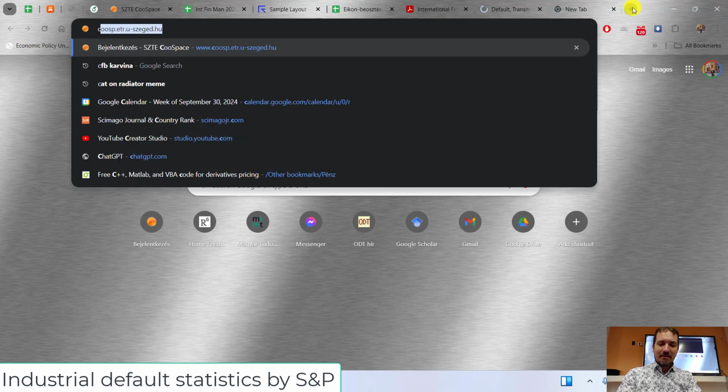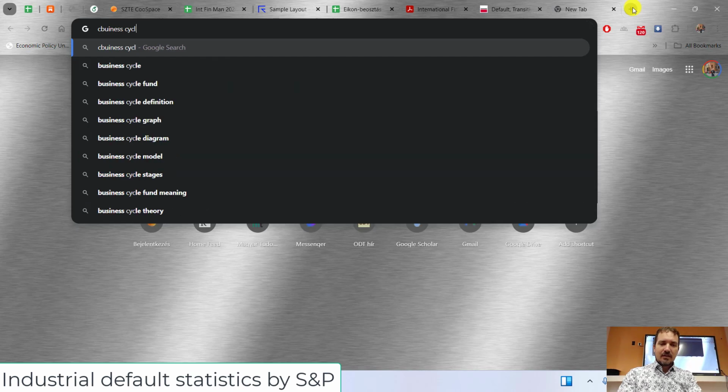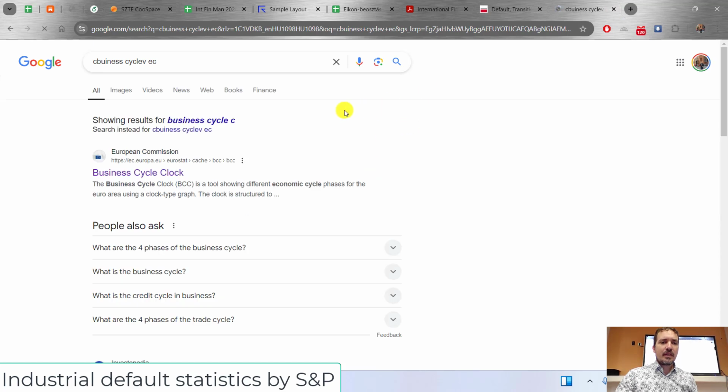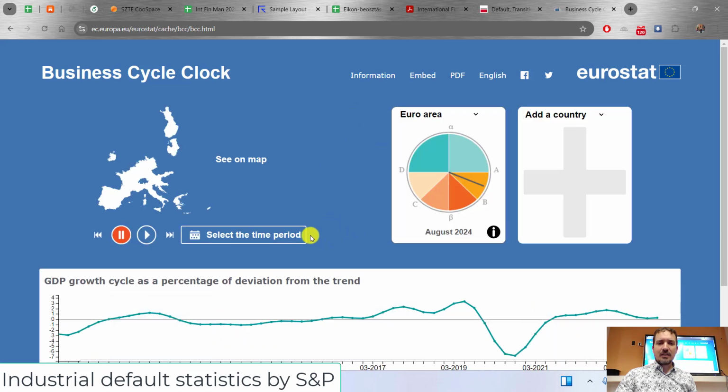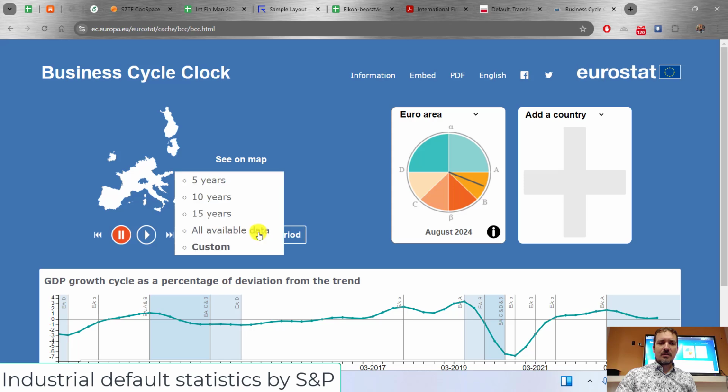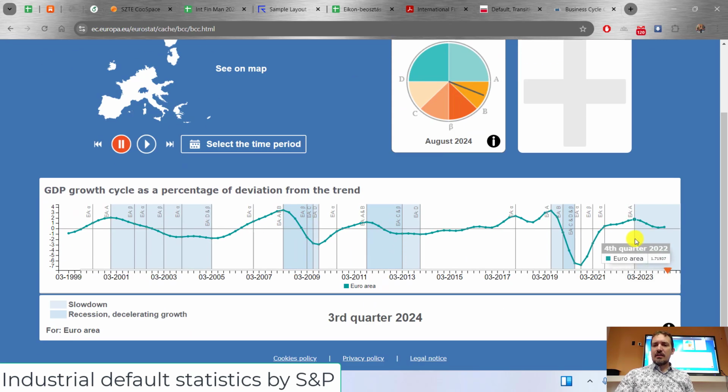First, the business cycle. So the business cycle clock of the European Commission shows us, with all available data, that since 2022 the whole Eurozone, including France, and that's why the corporate environment for us, is not in a recession state yet, but at least in a slow growth or slowdown phase in terms of the business cycle. So this can be the first red flag that we can highlight in our report.